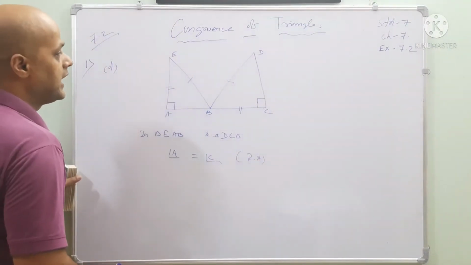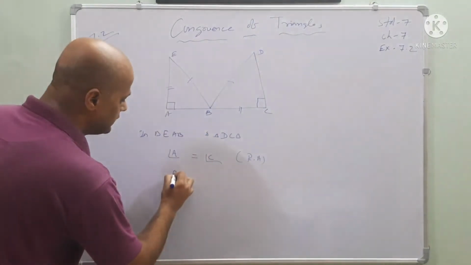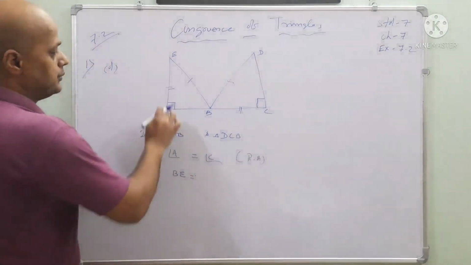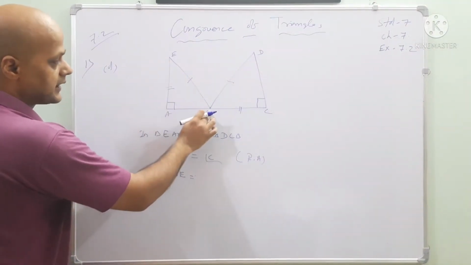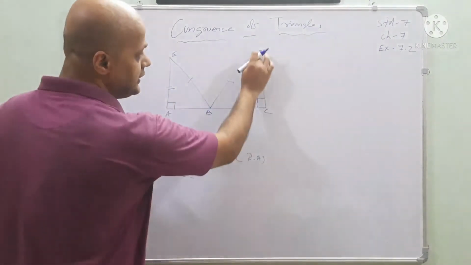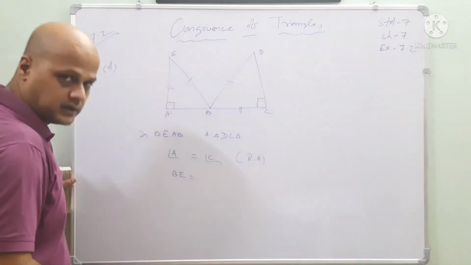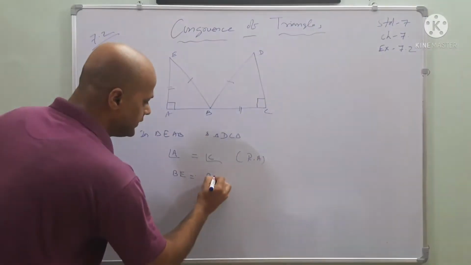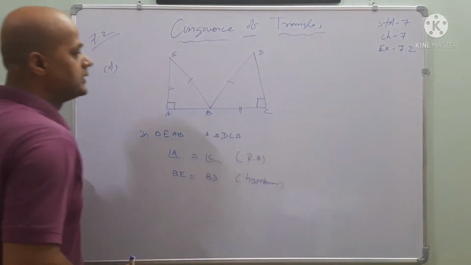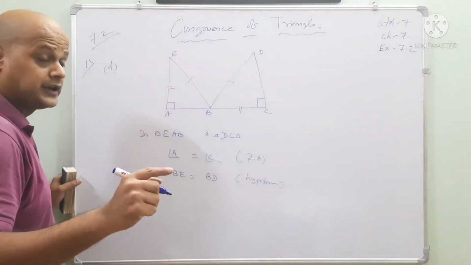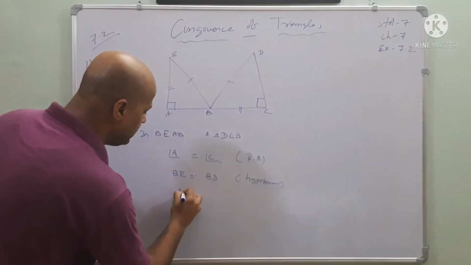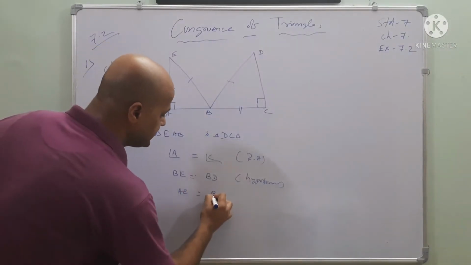Very good. Next, the hypotenuse is there. Which one? BE is equal to, because in triangle EAB, this one is the hypotenuse. In the same way, in triangle BCD, which one is the hypotenuse? Yes, Aniket, it is BD. BD is the hypotenuse. Next, hypotenuse, right angle, hypotenuse, side. Is a side given? Yes, very good. AE is equal to BC, the side.